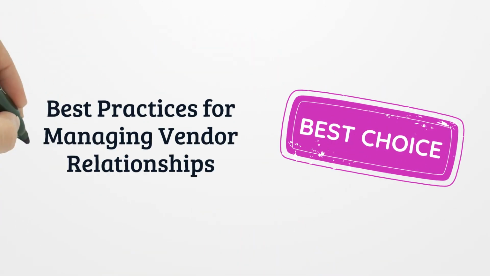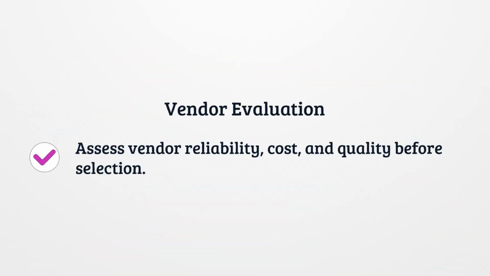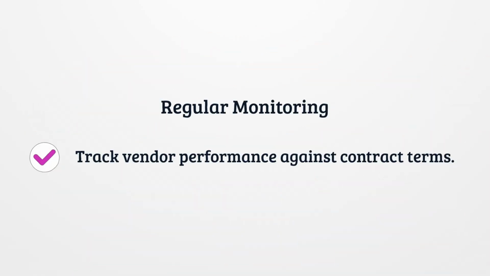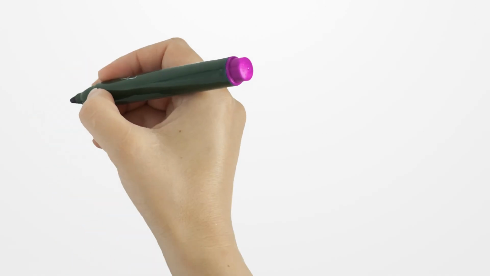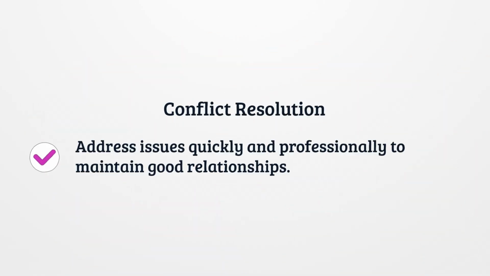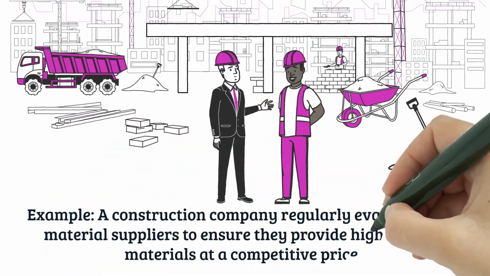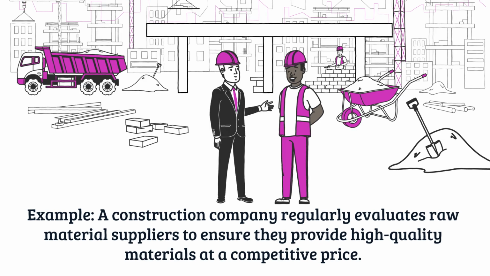Best practices for managing vendor relationships. Vendor evaluation. Assess vendor reliability, cost, and quality before selection. Clear communication. Ensure expectations and deliverables are well defined. Regular monitoring. Track vendor performance against contract terms. Conflict resolution. Address issues quickly and professionally to maintain good relationships. Example. A construction company regularly evaluates raw material suppliers to ensure they provide high-quality materials at a competitive price.